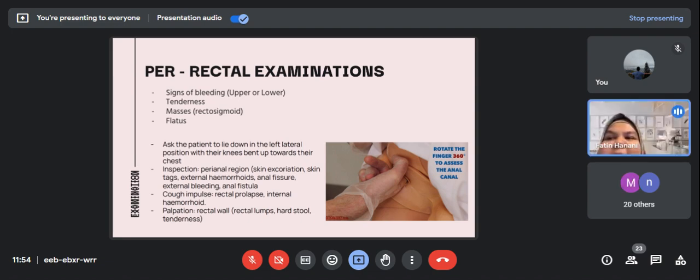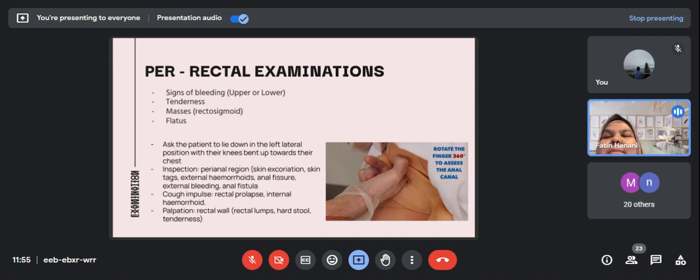Okay, so I'll proceed with the last step, which is the per-rectal examination. So we do the per-rectal examination to look for any signs of bleeding, and any tenderness or any masses at the rectosigmoid, and also the pouch of Douglas.